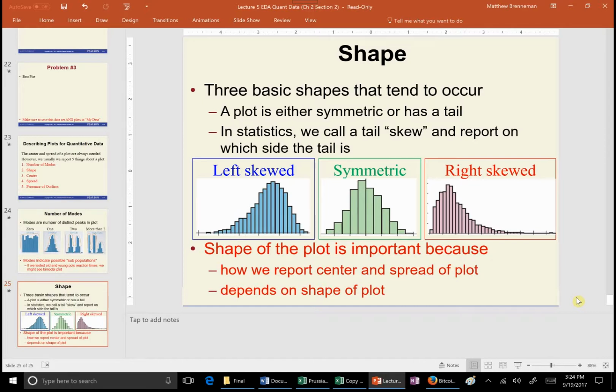Here I have a tail on the right side. I'm going to say that's positively skewed or right skewed. And the reason why we care about that, we're going to see next time, is that the shape of the plot determines how we describe the shape, how we describe the center, and how we describe the spread. How we do that is going to depend on the shape. All right. I think that's all for today.